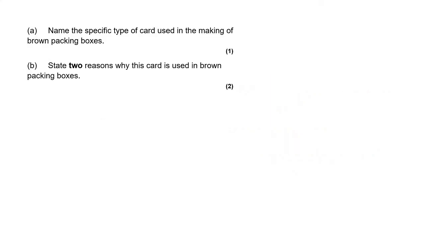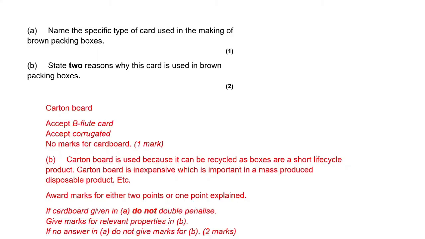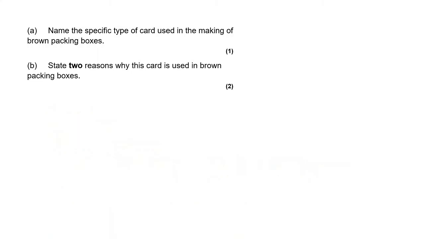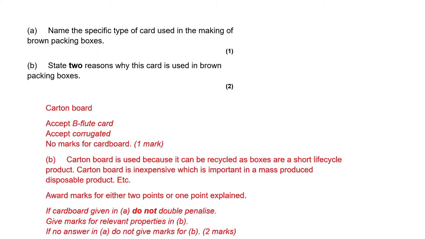Name the specific type of card used in making brown packaging boxes. State 2 reasons why this card is used. Oh, sorry. So pause the video, give yourself 3 minutes, and we'll go through. So you used to have carton board. You could also accept corrugated card or flute card would be fine as well.